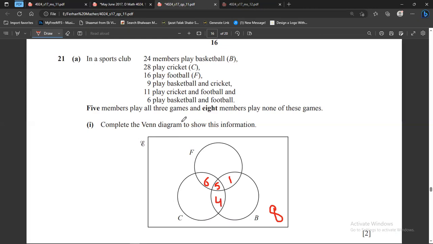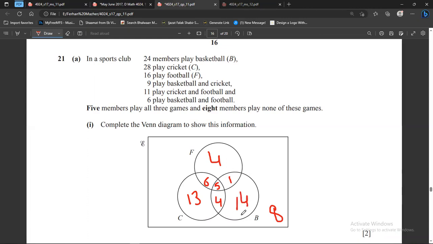16 play football. So this is 6 and 5, 11 plus 1, that is 12. So 16 minus 12, and that is 4. Okay. Then we have 28 play cricket. So cricket is 28. So how much? This is 15. So 15 plus 13 will be 28. Okay. And 24 play basketball. 24. So this is 9, 9, and 10. So it will be 14.